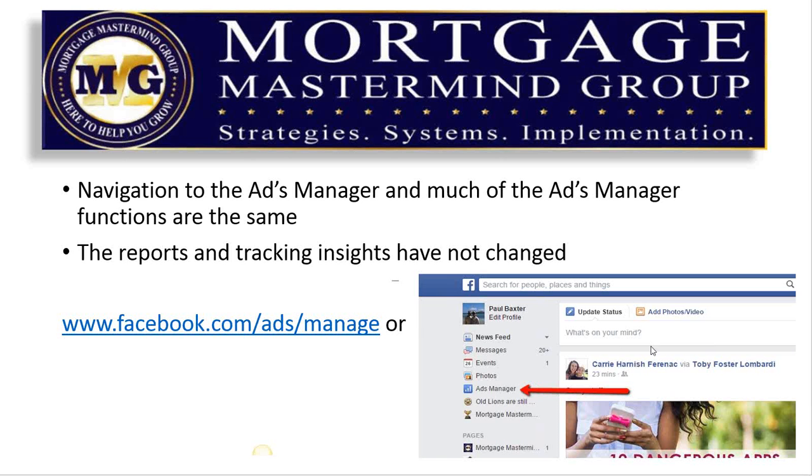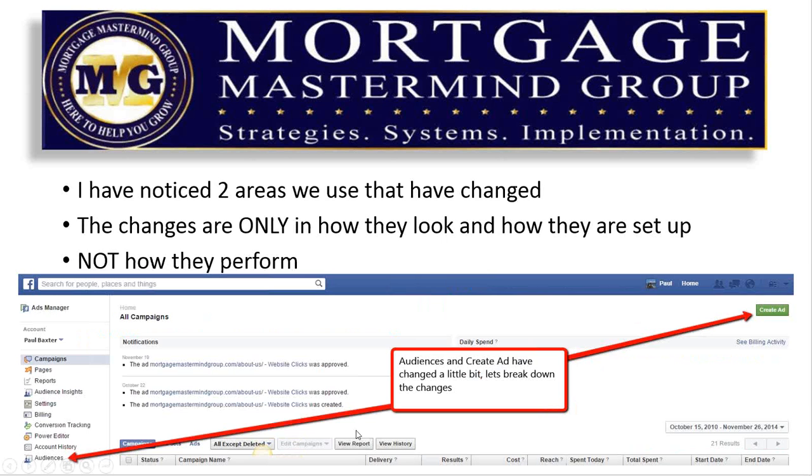I didn't show the third way, which is if you drop down your menu over by your settings, your account menu, there's going to be an Ad Manager link under there if you have done an ad before. So again, navigating to it, and most of the Ads Manager, especially the first view that you get, the insights and reporting and things like that, that hasn't changed at all. That still looks the same.